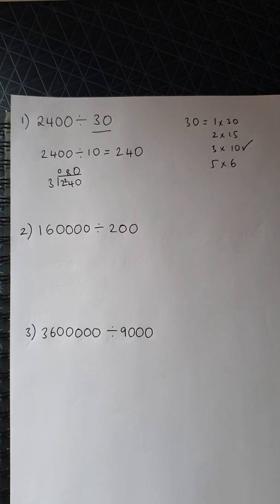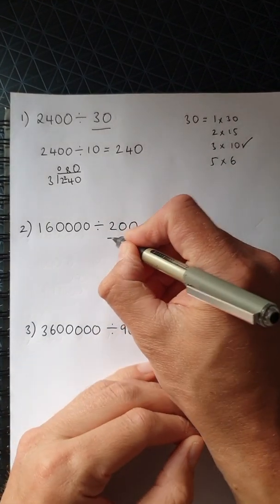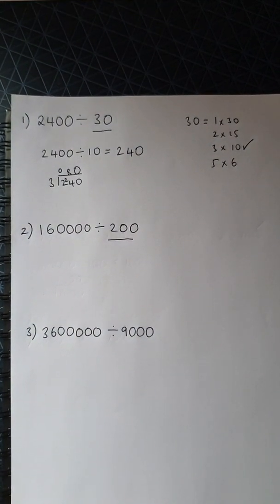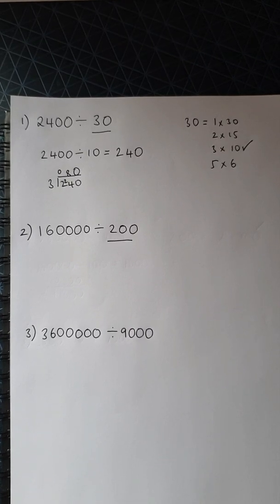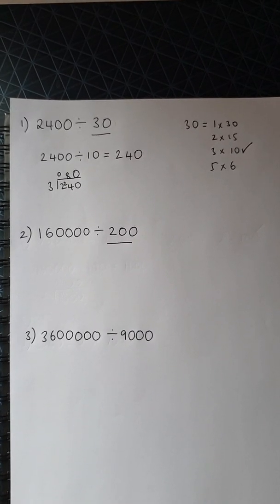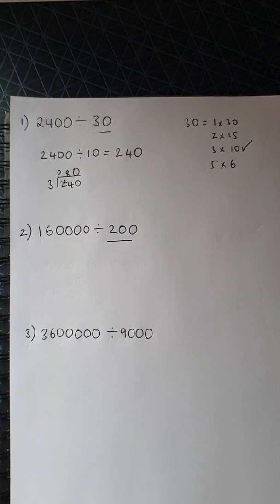Okay, the next one, dividing by 200 this time. And that's a multiple of 100. A multiple of 100 is just a number in the 100 times table. So 100, 200, 300, 400, 500, so on and so forth. They are multiples of 100. Any number in the 100 times table is a multiple of 100.